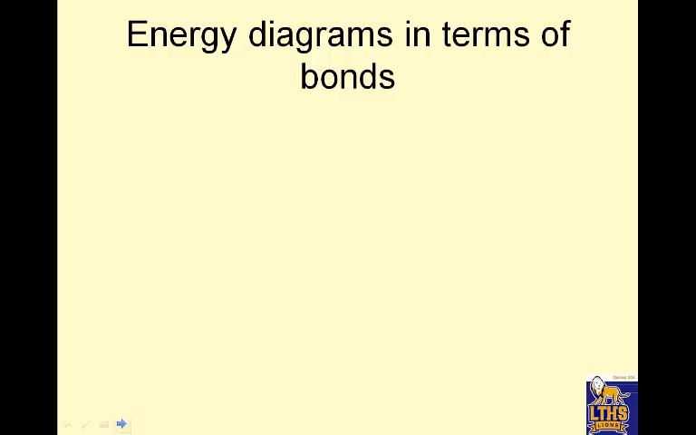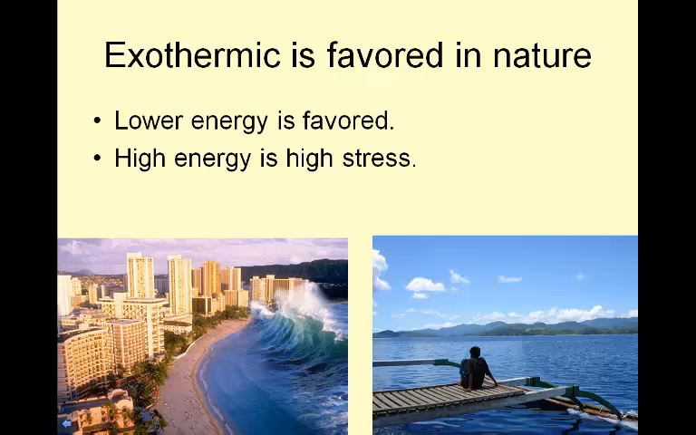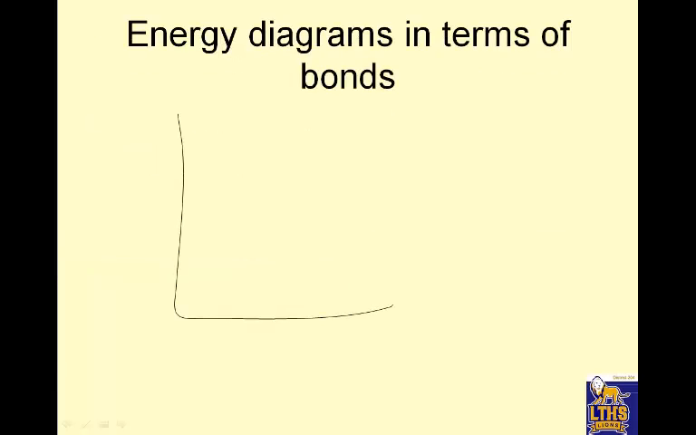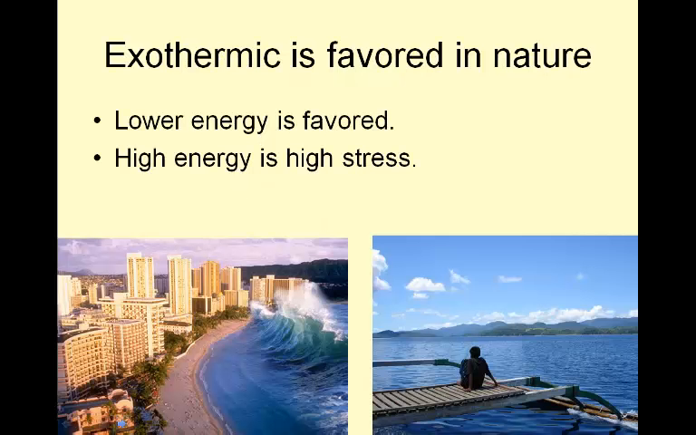Energy diagrams in terms of bonds. Okay, so as I go from here to here, what's happening here is breaking bonds. Alright, so here are my reactants, and I'm breaking bonds. And then when I'm losing energy here, all that right here is forming bonds.